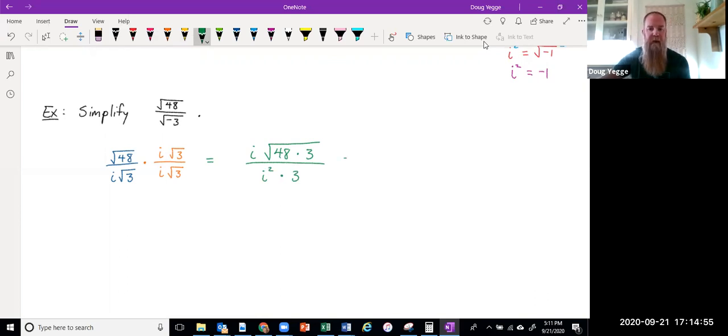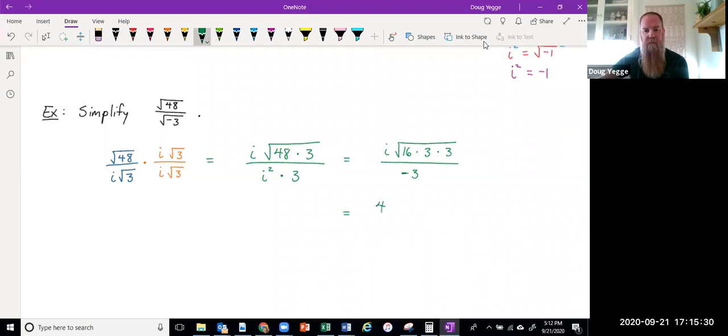So if we simplify that, notice that this becomes i times the square root of, well, 48 you could think of as 16 times 3 times the extra 3 that's already there. But now notice in the denominator, I'm left with i squared times 3, which is negative 3, since i squared is negative 1.